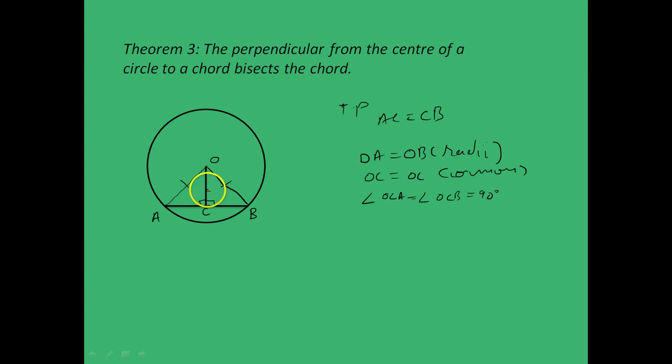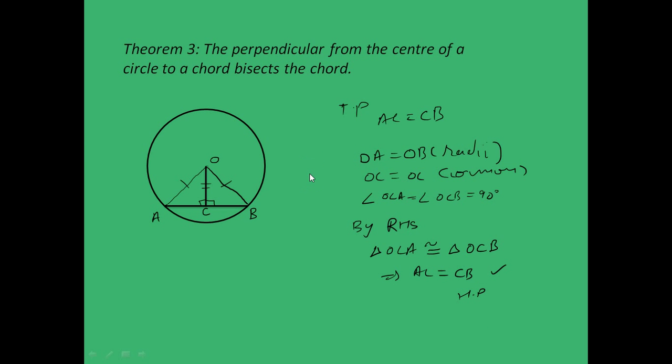So this is equal to this, and this is obviously common. So we do not have an SAS condition, but we have something called the RHS condition. By RHS, or right angle hypotenuse side condition, we have triangle OCA being congruent to triangle OCB. This implies AC is equal to CB, hence proved.